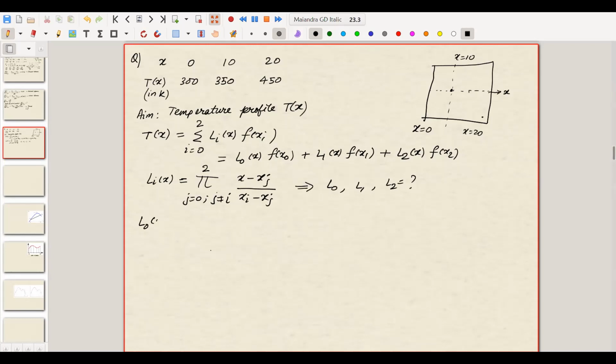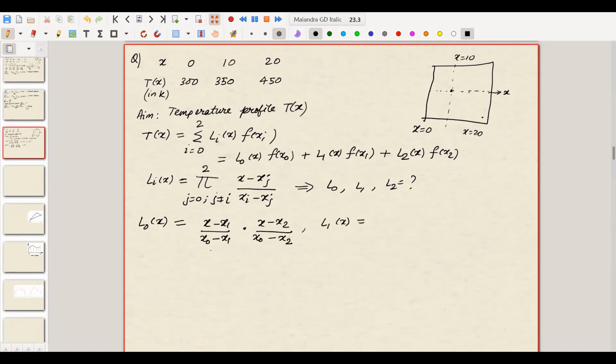Now, that means i equals 0. If i equals 0, that means j can't be equal to 0, j not equal to i. So j has to start from 1 and 2. But we need the value of i, that is 0. So we can follow it, right? So j starts from 1. That means (x minus x1) by (x0 minus x1) times (x minus x2) divided by (x0 minus x2). Is it correct?